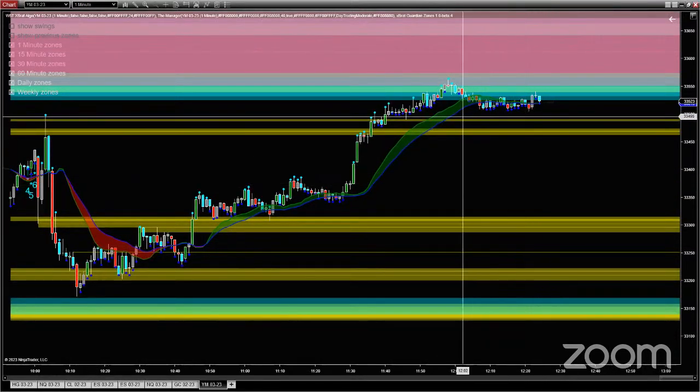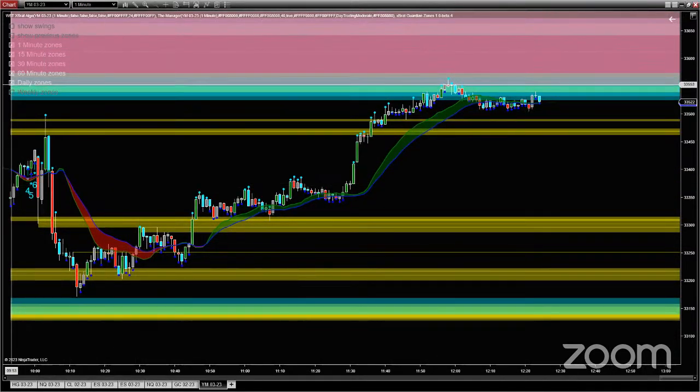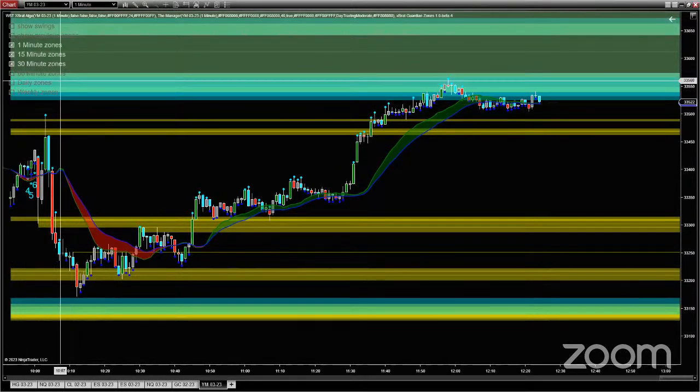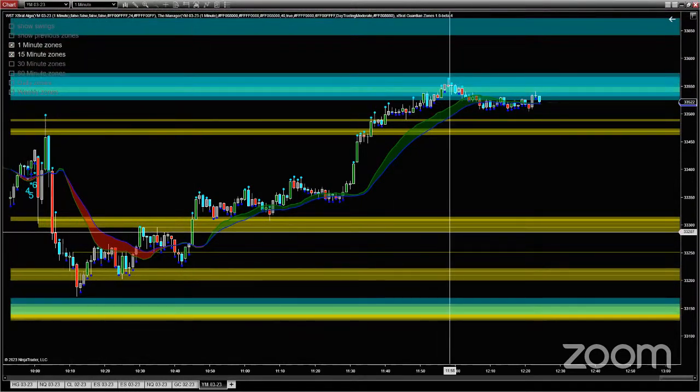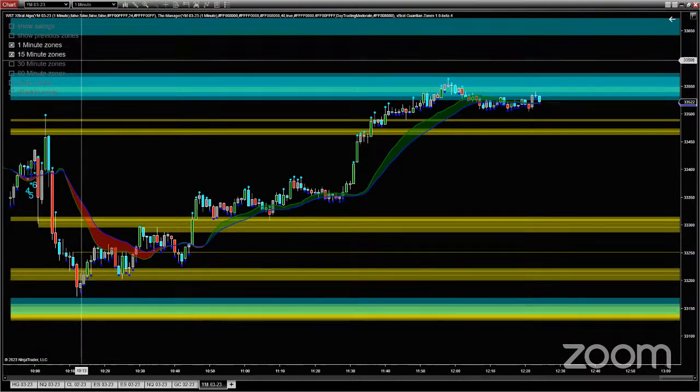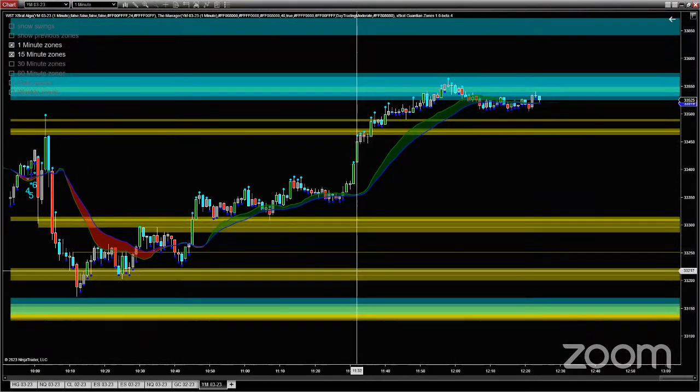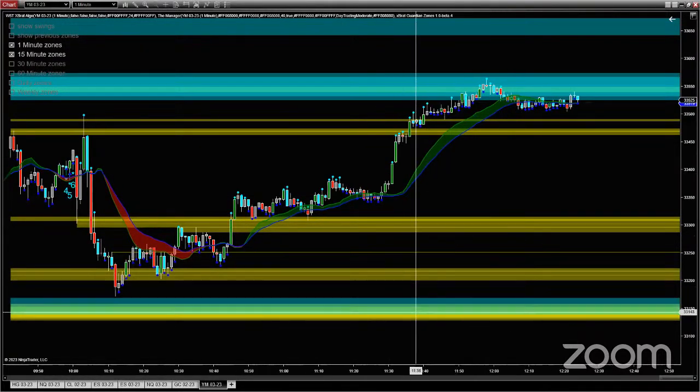Again, we can actually take some of those off because they're not relevant to a 1 minute time frame. So we've taken everything off except for the 1 minute and the 15 minute. The 1 minute is all these orange and the 15 minute is here. So this is where we are right now.